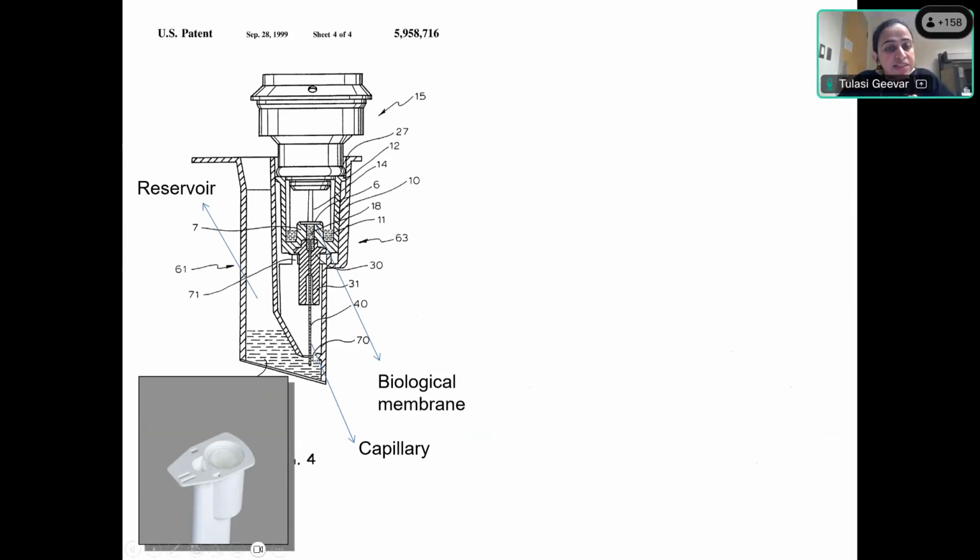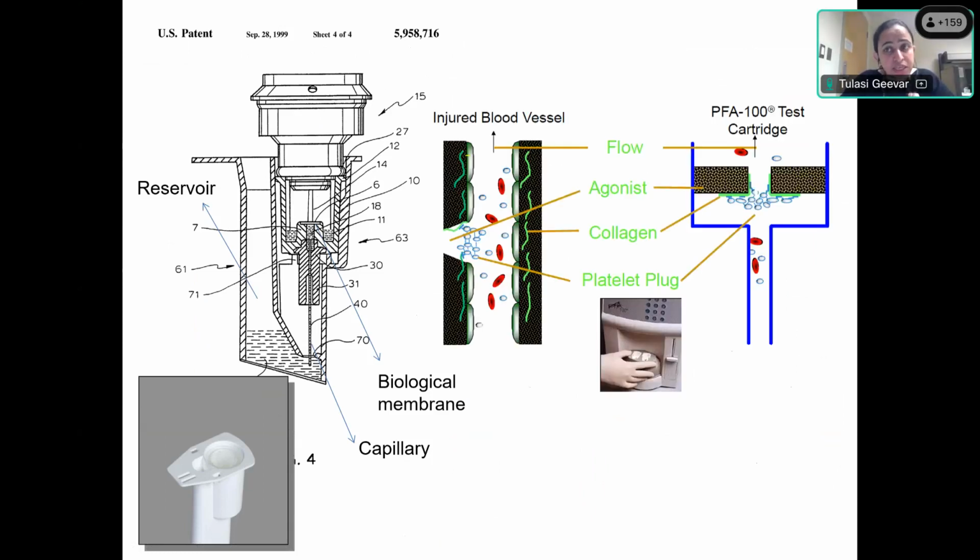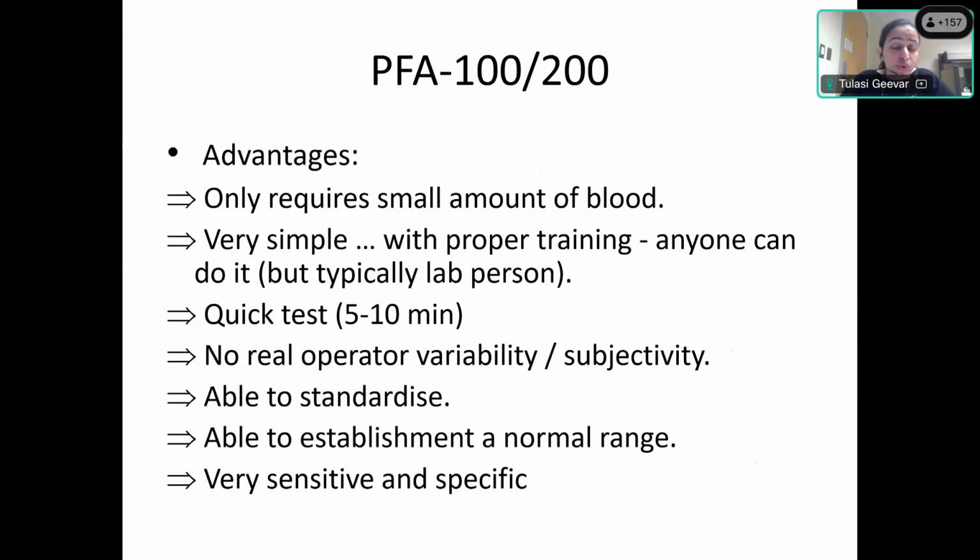Now, the blood is aspirated with a high shear velocity through the capillary tube by a vacuum. Once it comes in touch with the membrane or the aperture, the platelets get activated and a platelet plug forms at the membrane, which occludes or stops the blood from flowing. This is measured as a closure time by the instrument, and a prolonged closure time indicates a defect in primary hemostasis, that is either von Willebrand disease, a platelet function defect, or a platelet quantitative defect. So it has many advantages over the bleeding time.